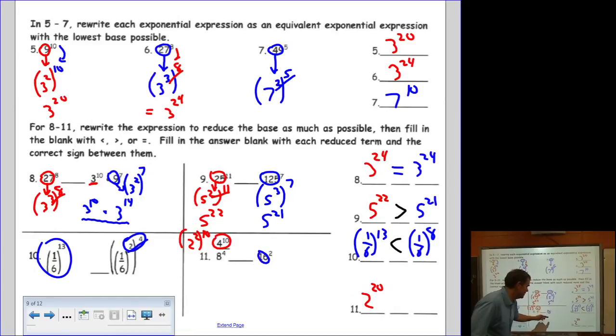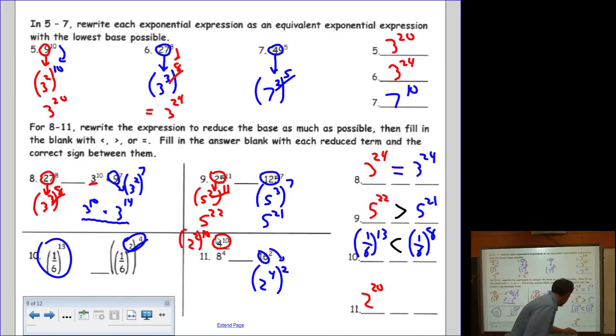16 can be rewritten as 2 to the 4th power, right? 2 times 2 is 4, times 2 is 8, times 2 is 16. And then that would be to the 2nd power. And then you'd use the power to a power rule and get 2 to the 8th.